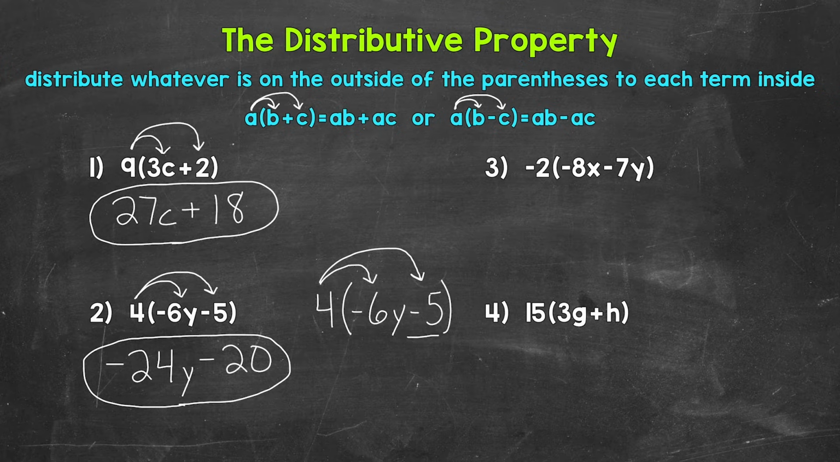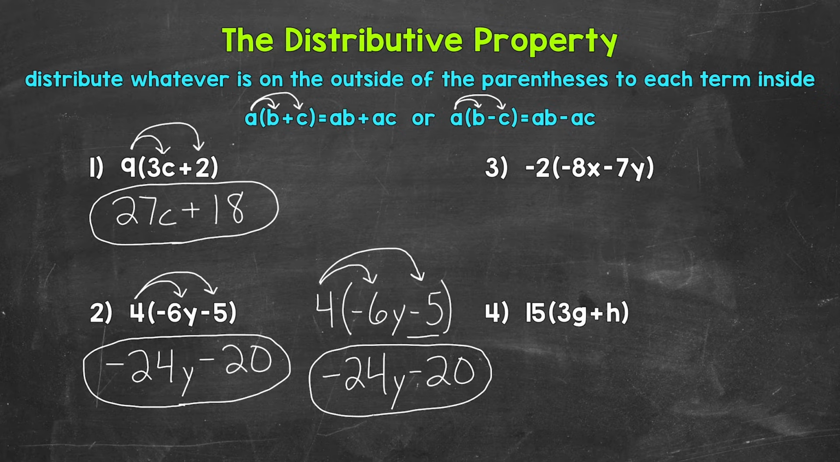This gives us, well, 4 times negative 6y is negative 24y. And then 4 times negative 5 is negative 20. So we get negative 24y minus 20 that way as well. So we get the same thing either way, just slightly different as far as working through the distributive property. Let's move on to number 3, where we have negative 2 and then in parentheses, negative 8x minus 7y. Let's distribute the negative 2 to the negative 8x and to 7y.